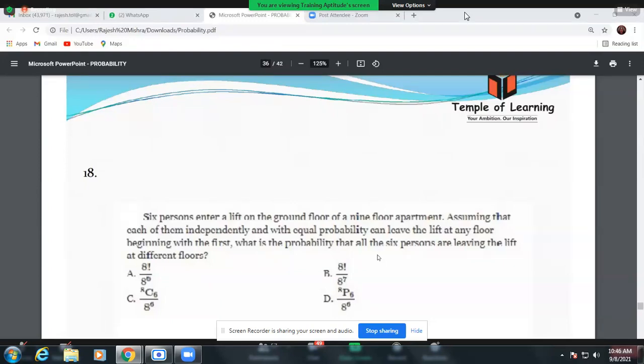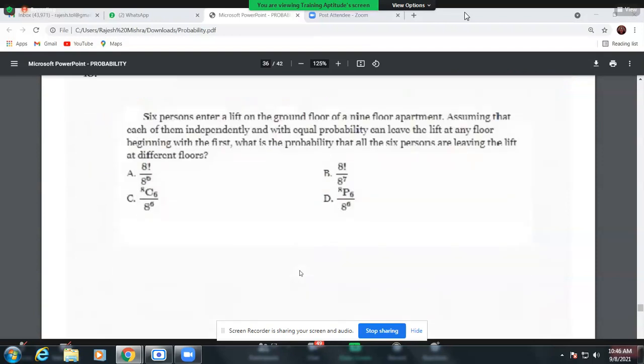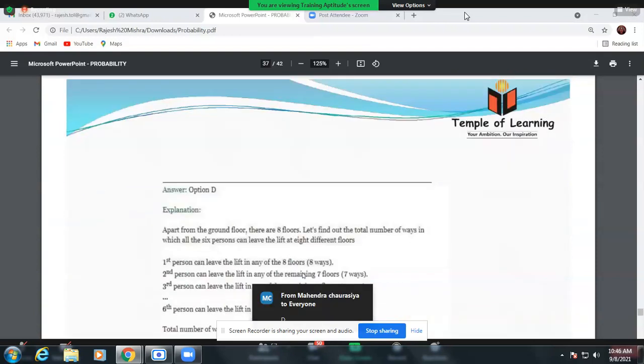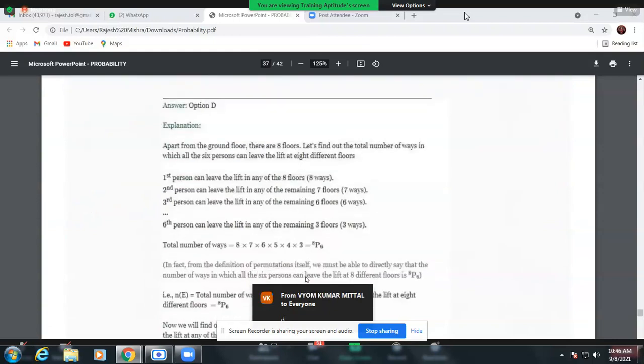So option D. Option D बिल्कुल सही है. आप अगर logically सोचेंगे तो you get the answer. I try to explain this to you. First is total number of ways in all 6 persons can leave the lift at different floors is 8P6.